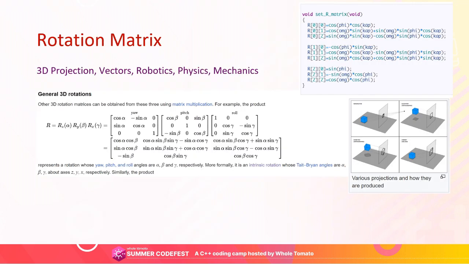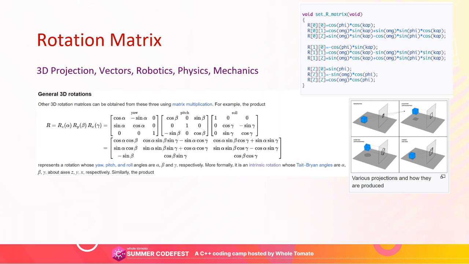And in 3D, the rotation matrix is very useful for rotating vectors, rotation of objects, and projection, maybe 3D projection, and robotics, physics, and mechanics. Our screens are two-dimensional objects, and we are playing 3D games. How does this happen? Because they are using a rotation matrix, and this matrix gives us the exact coordinates of the 3D object on our two-dimensional screens.